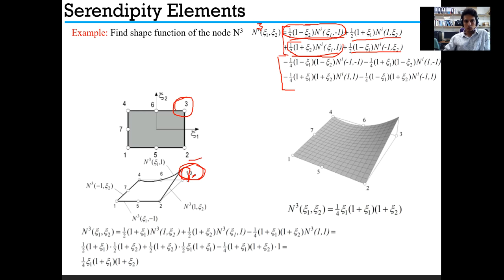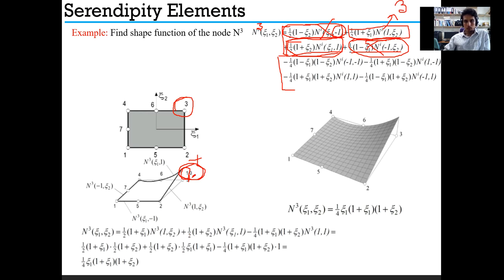Since the z1 value is positive, we can eliminate the negative values here. So we will eliminate this term, we will eliminate this term, and we will accept these two terms. That will be half (1 plus z1), and this will be N3, and 1 comma z2. What about this one? Half (1 plus z2) and N3, z1 comma 1.